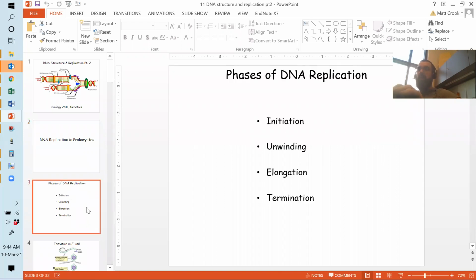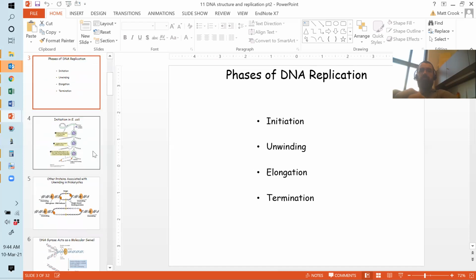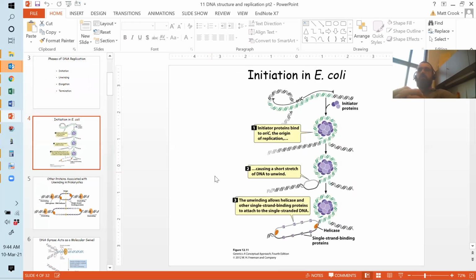All right, so again, we have the same idea of phases, right? First, we need to start the process. We need to find that origin of replication. We need to open the DNA, or actually bend the DNA, which pops it open. We need to unwind it and do that as a dynamic process. As we're moving along, we need to elongate, and then at some point we have to stop.